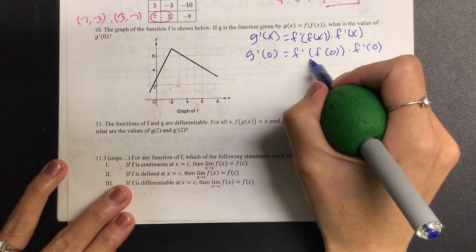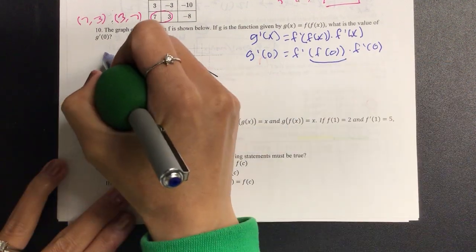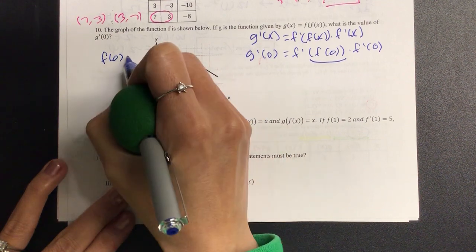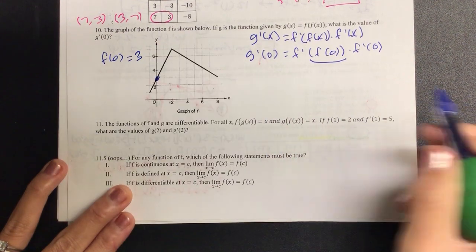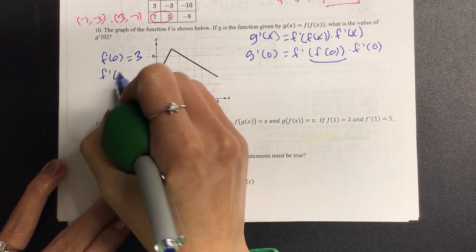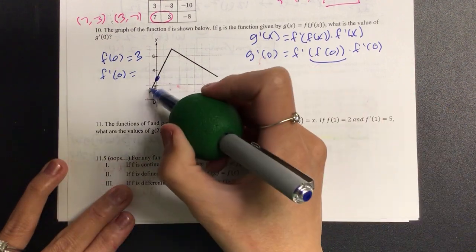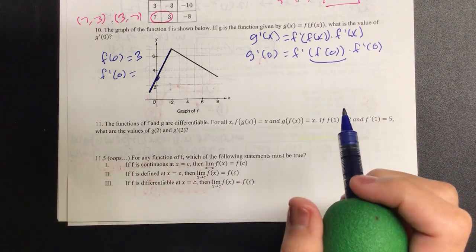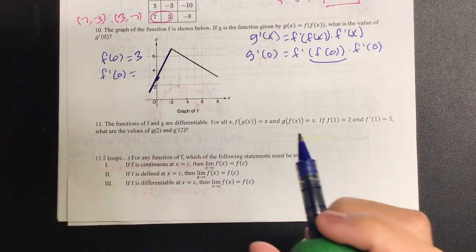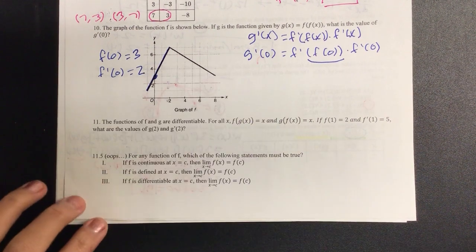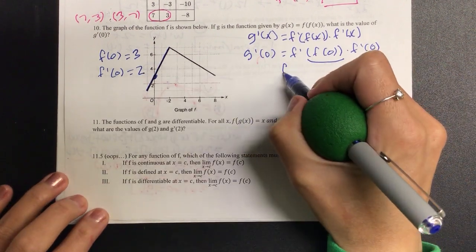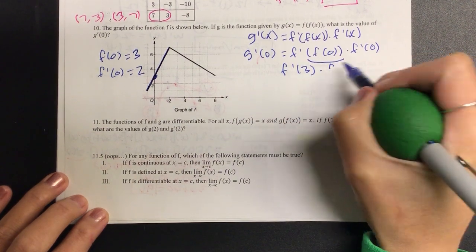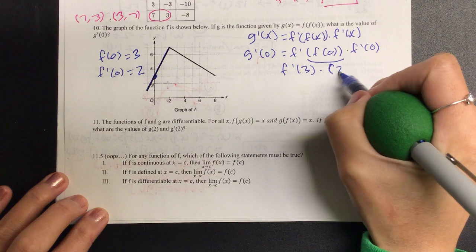So the first thing is f of 0. Now, f of 0 is a point. So when x equals 0, my y value is what? 3. And because I'm thinking ahead, I want to do f prime of 0. That means, what is the slope of this line right here? It is positive. Someone do rise over run. 2. Very good. And then so we have f prime of 3 times f prime of 0 was 2.